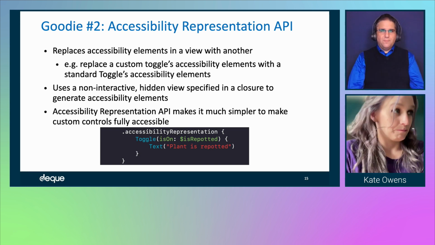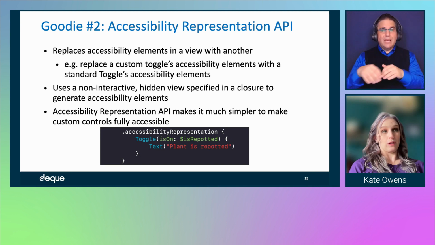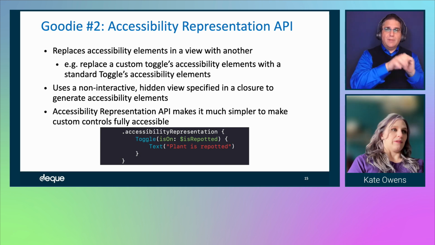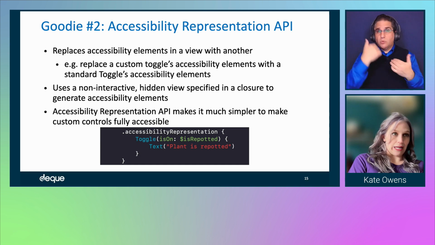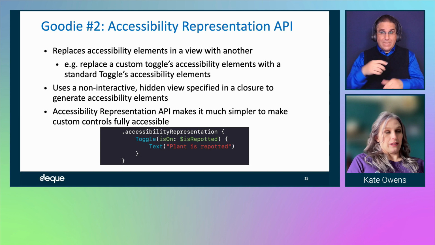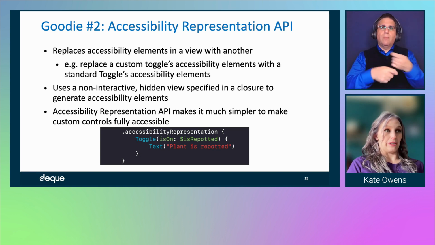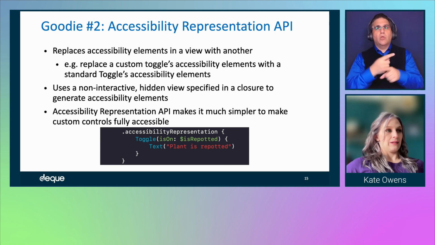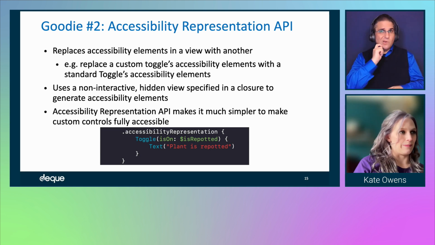So what this will do is it's going to replace the accessibility elements of a view with the accessibility elements of another type of view. What that means is if we've got something like a custom toggle that we've created, and we want to use this accessibility representation on it, it would then replace our custom toggle's accessibility elements with that of a standard toggle's accessibility elements. So it's a very neat API.